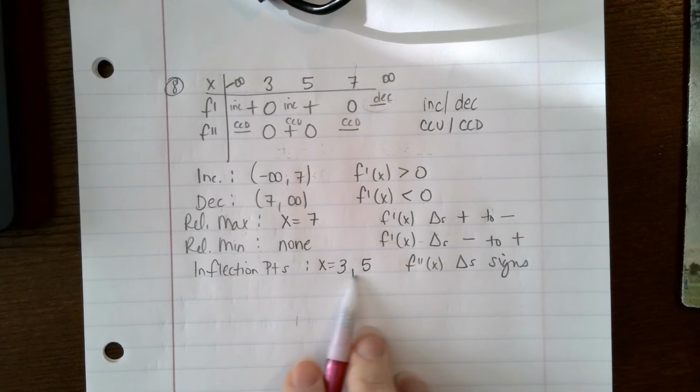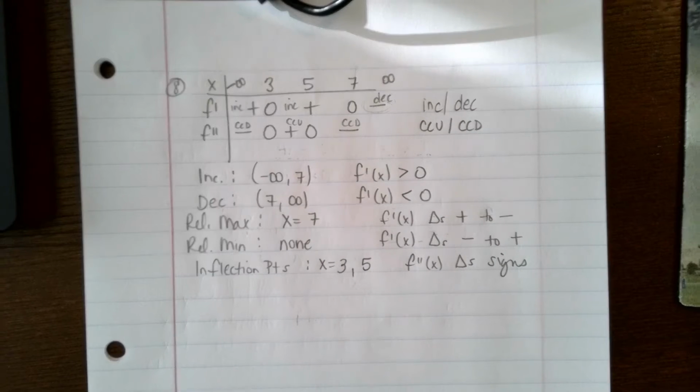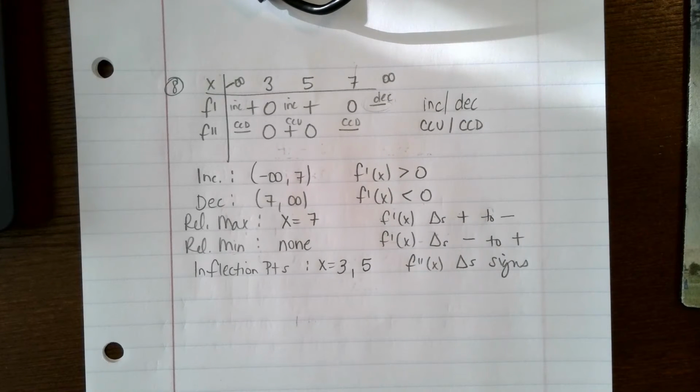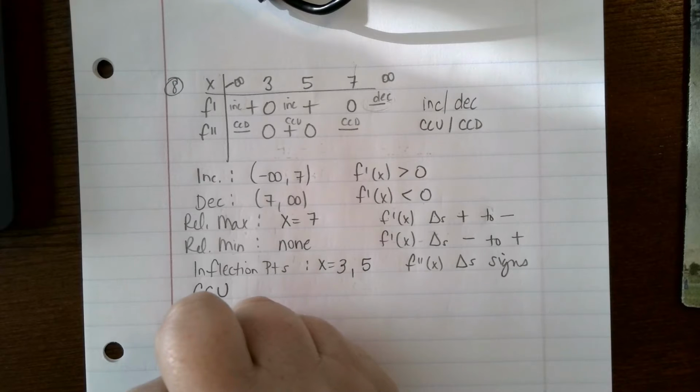Now notice I can write them in a list, but please do not put parentheses around them. Parentheses around them would imply that you're going from an interval, or you're talking about a point. Well, we're not talking about a point, we're talking about two different points. So x equals 3 and 5 with no parentheses. The reason is because the second derivative changes signs. So now we can do our intervals of concave up and our intervals of concave down.